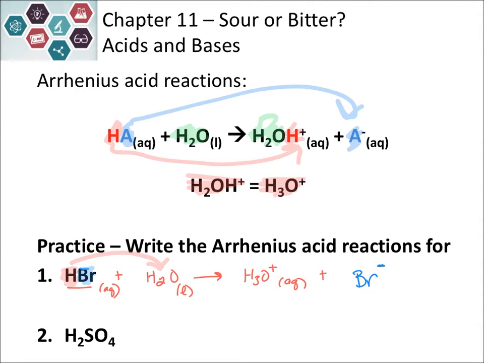If we look at the second one here, this time we have 2 hydrogen ions. Again, this is going to be aqueous for the acid. We're going to put it in water, liquid. And it said in the steps in the previous slide, for every hydrogen ion you have, you're going to need a water molecule. So 2 hydrogens is going to require 2 water molecules. And what we make then are 2 hydronium ions.